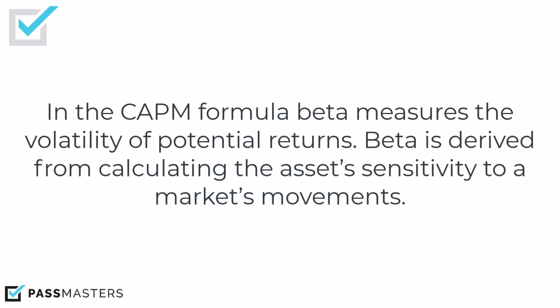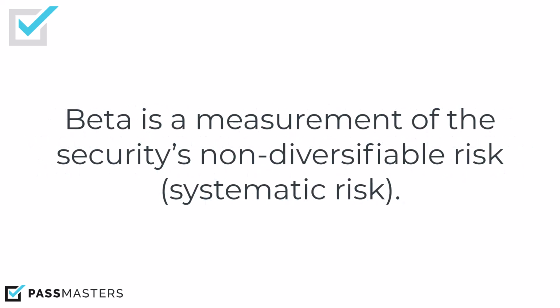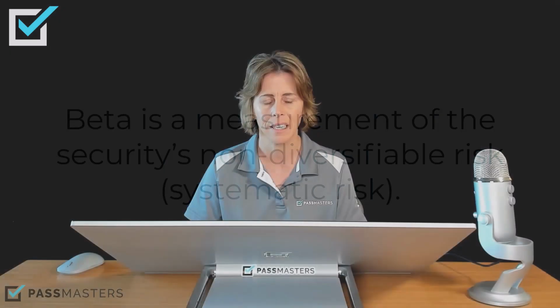In the capital asset pricing model, as I reminded you a few times, it is beta that measures the volatility of potential returns. So when we're looking at what is a security's expected return, we used beta. Beta is derived from calculating the asset's sensitivity to a market's movements. Beta is a measurement of the security's non-diversifiable risk, systematic risk. So now that we know what beta is, what's alpha?